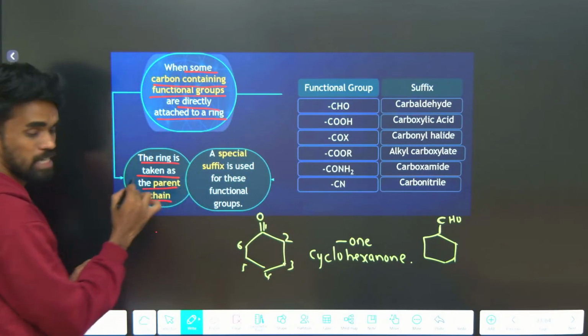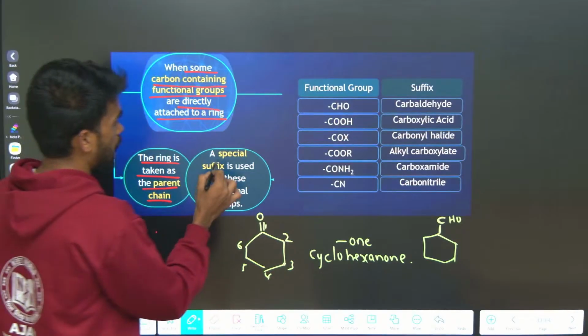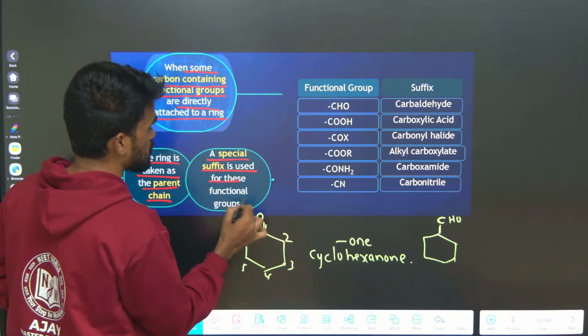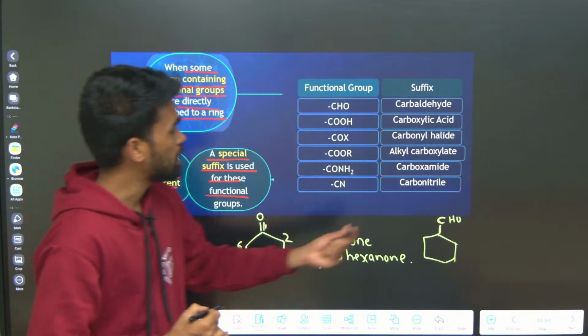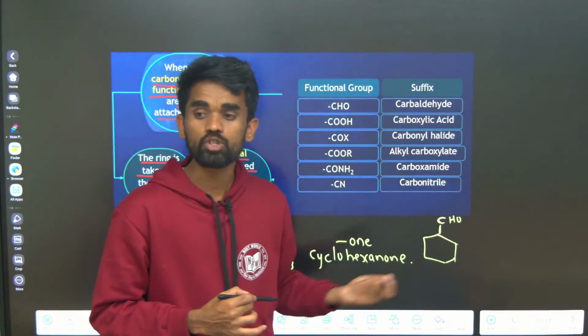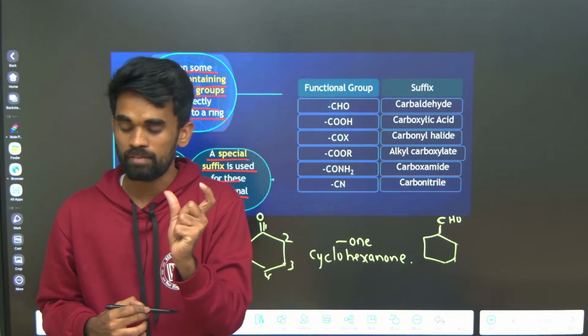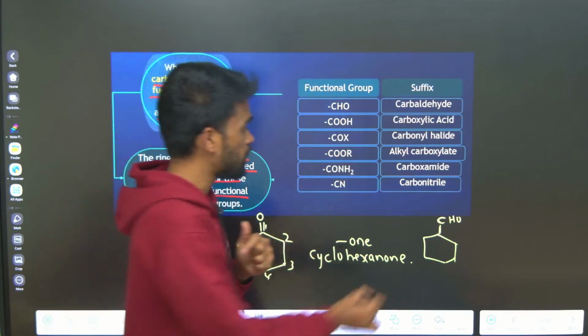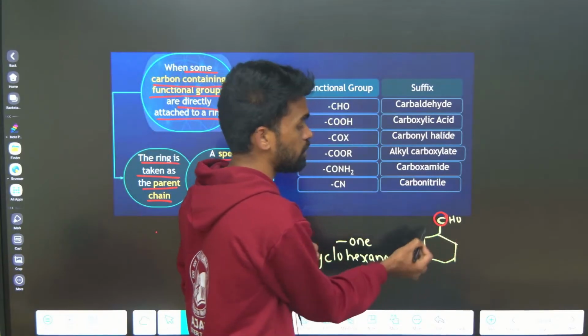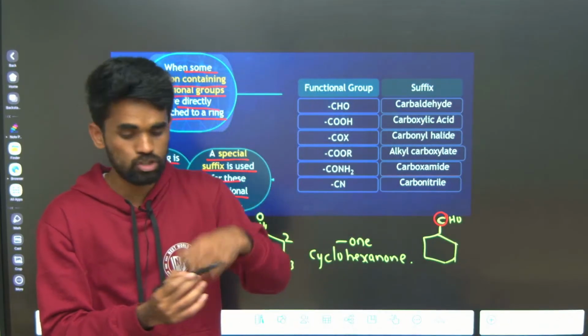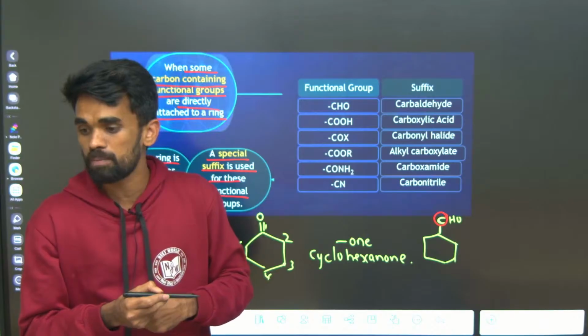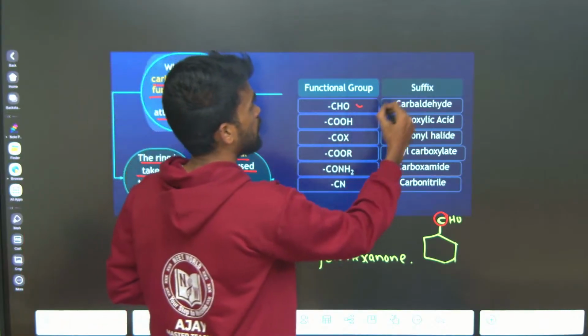What is the parent chain here? The ring is the parent chain, and a special suffix is used for these functional groups. For example, here I have a CHO group, so I should call it carbaldehyde. Why is it carbaldehyde? The carbon of this aldehyde is not counted in the parent chain, therefore it should be specifically named as a carbaldehyde. For aldehydes it is carbaldehyde.